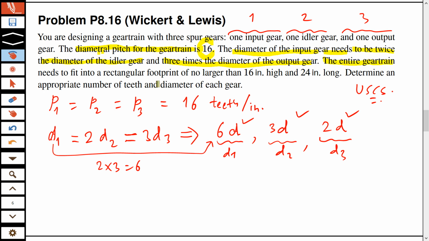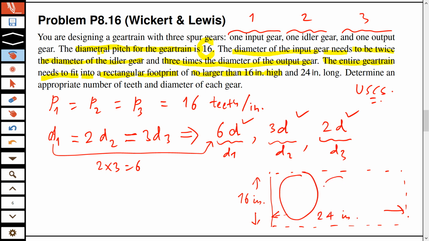The entire gear train needs to fit into a rectangular footprint of no larger than 16-inch high, okay? So now you have a requirement that the height must be within 16 inch. These gears must fit into a vertical area with height no more than 16 inch. And this length must not be more than 24 inch.